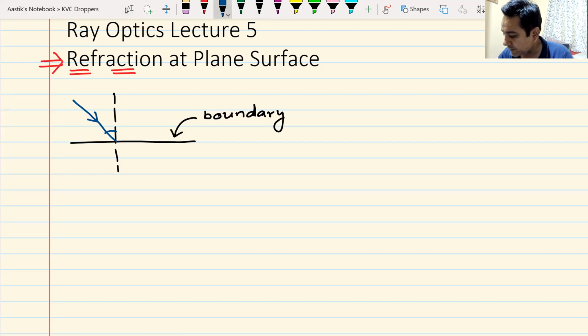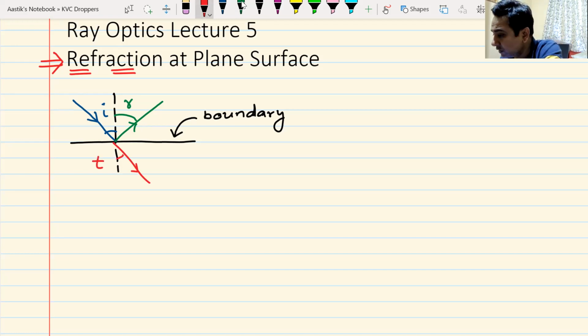This was the angle of incidence I, and the ray was getting rebounded back into the same medium. This phenomenon is known as reflection of light. But what can also happen is that this ray of light, instead of bouncing back, can also go into the second medium. That means it passes from one medium to the other.